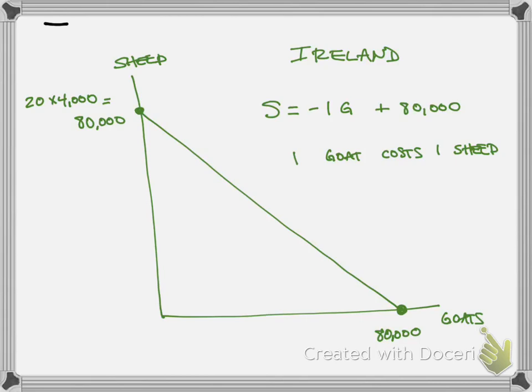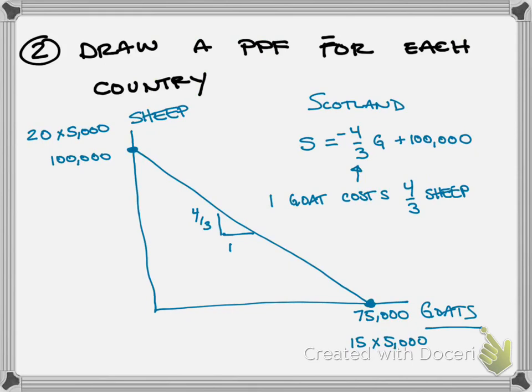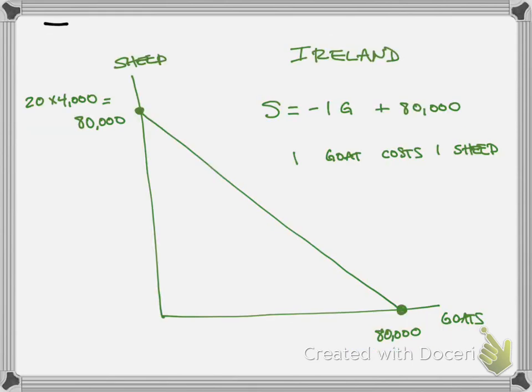So from this we can identify the slope. And so here is how we draw out the PPF for each country. Here is for Scotland, and here is for Ireland.